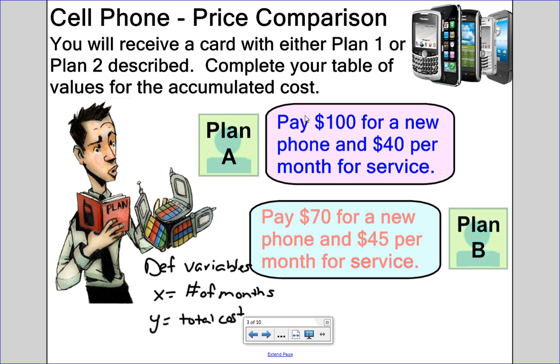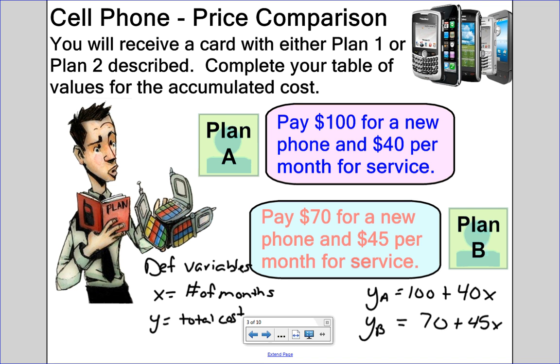Okay, so for Plan A, I'm going to say Y, and I'm going to put A right there. That's going to say Plan A. First, you're going to buy the phone, and the phone is $100, plus you're going to pay $40 each month for the phone. Now, Plan B, so I'll write it like this. Y equals, with Plan B, I'm going to only pay $70 for the phone. But look what happens each month. I pay $45 each month.